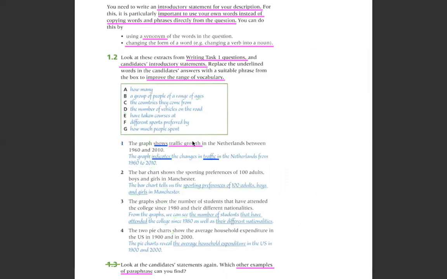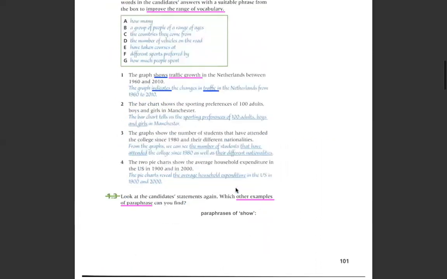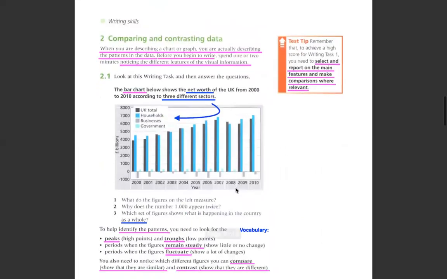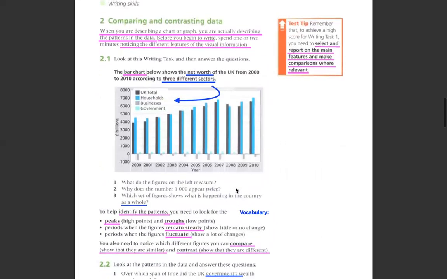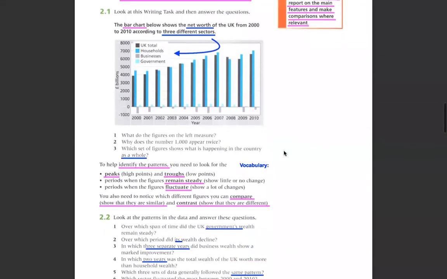All right, so this is your introduction. Very easy. Just paraphrase the question, okay? But if you need some practice with paraphrasing, that's something that you should definitely do. So we write our introduction, our overview, and now we need to write our body 1 and body 2. So this is where we look at the main features, the main trends, and we make comparisons. So when we're describing a chart or graph, we're actually describing the patterns in the data. So before we write, we should study the graph and try and see any main patterns or comparisons that we can see.